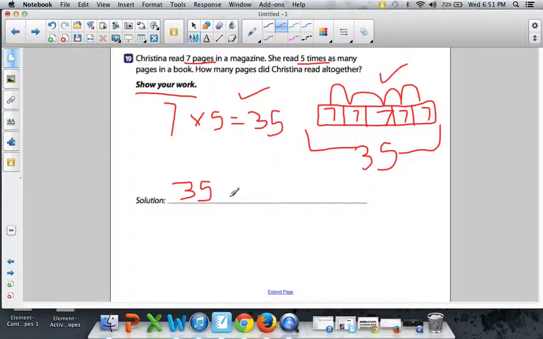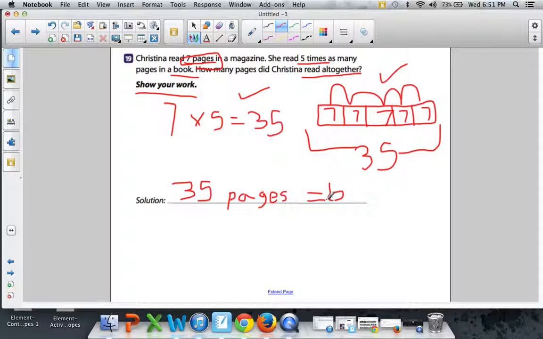My initial response is to put 35 pages. But either the question's harder than I thought originally, or the people who made the question, like the book company, didn't realize what they're asking here. Because think about this. If she read 7 pages in a magazine, and then she read 5 times as many in a book, then that means the 35 pages she read were all from the book, right?